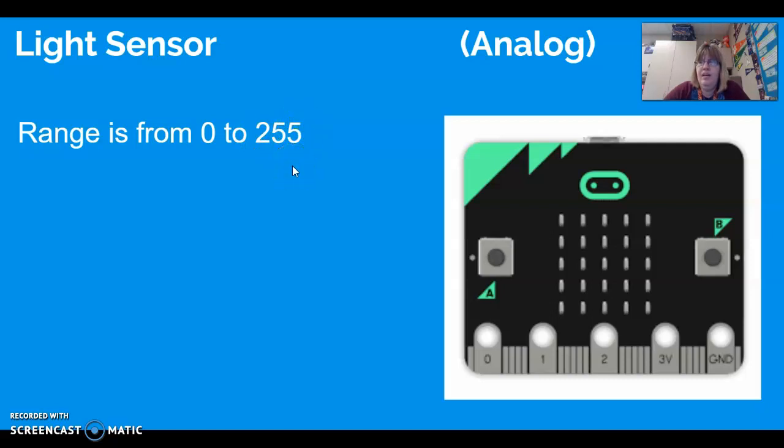Hopefully that gives you a little further explanation of what the difference is between analog and digital. I'll say it one more time. Digital, there's only going to be two options, on or off. Analog, there's going to be a range of options. So there are several different possibilities that you can choose from.